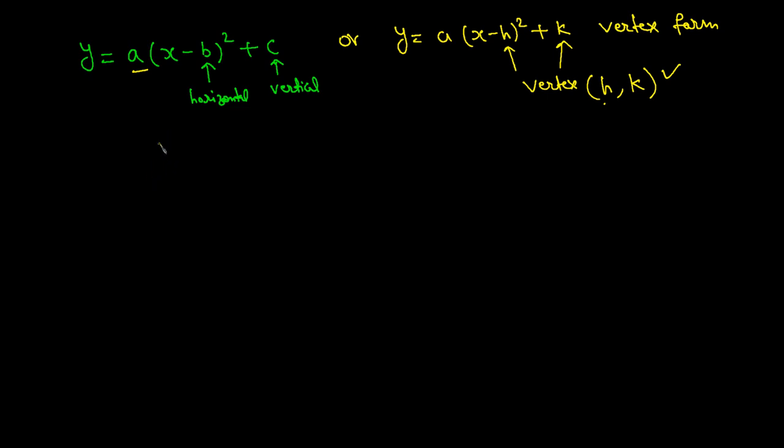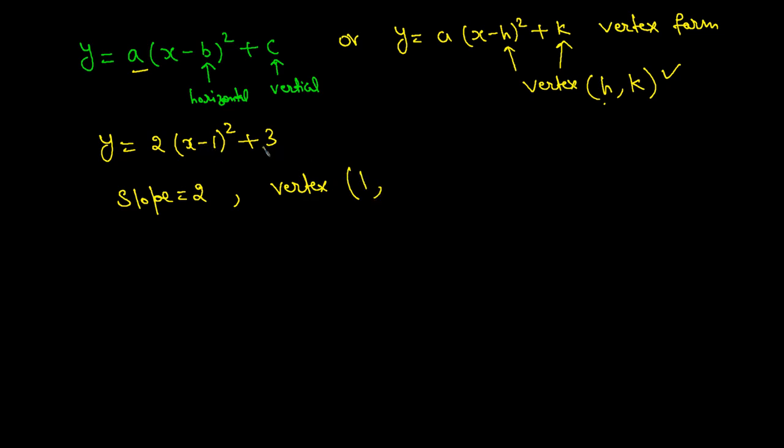So let me write down a general equation. Let's say I got y is equal to 2 times (x minus 1) squared plus 3. So slope is going to be this 2, and the vertex is going to be, opposite sign of negative is positive, this 1, and same sign, positive 3. So this is the vertex.